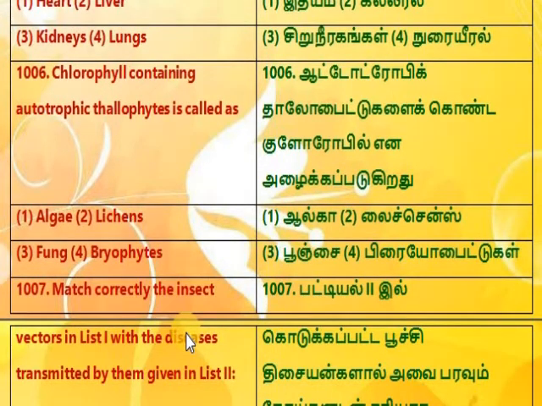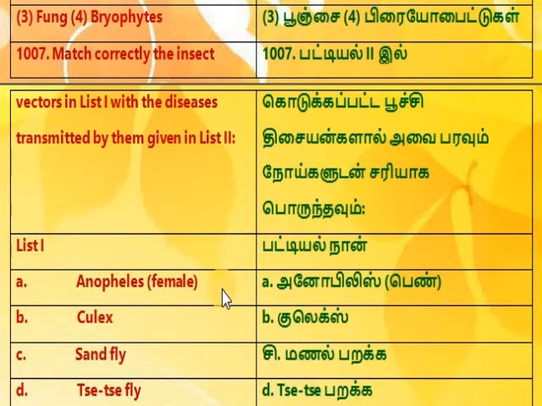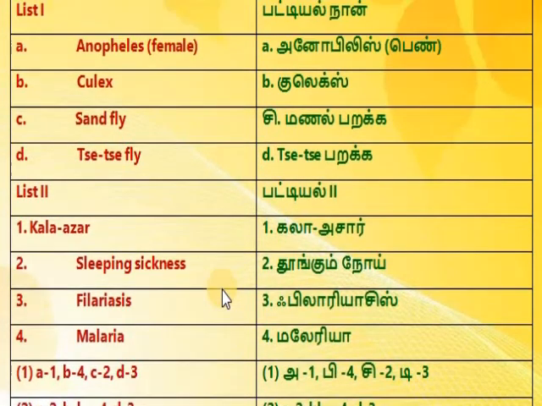1006. Chlorophyll containing autotrophic thallophytes is called as 1. Algae, 2. Lichens, 3. Fungi, 4. Bryophytes. 1007. Match correctly the insect vectors in list 1 with the diseases transmitted by them given in list 2. List 1. A. Anopheles, female. B. Culex. C. Sandfly. D. Tsetse fly. List 2. 1. Kala azar. 2. Sleeping sickness. 3. Filariasis. 4. Malaria.